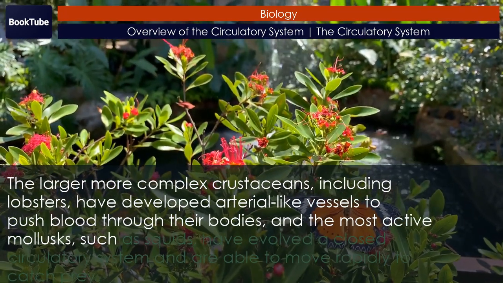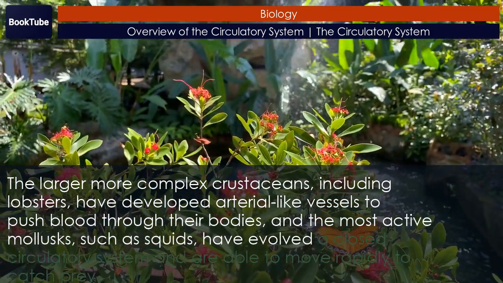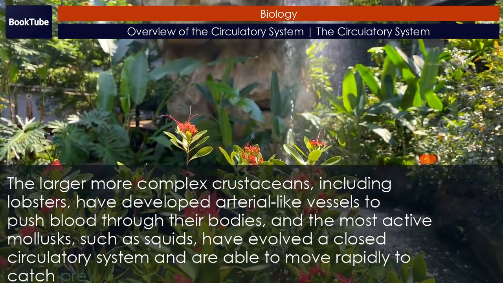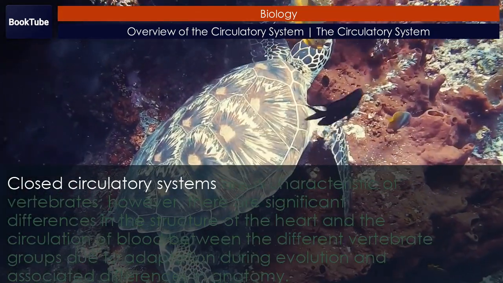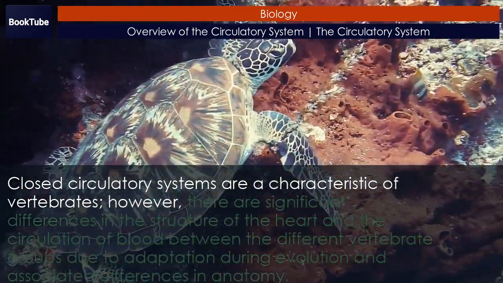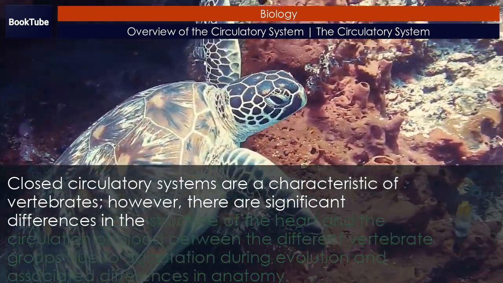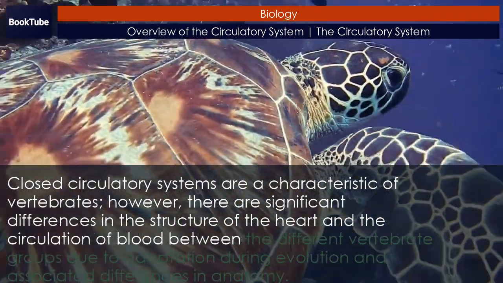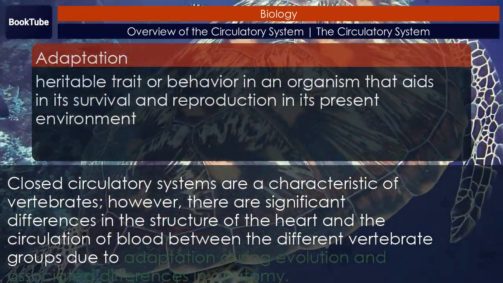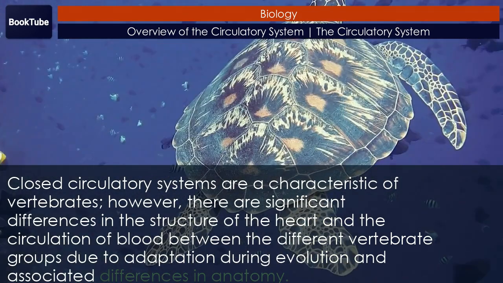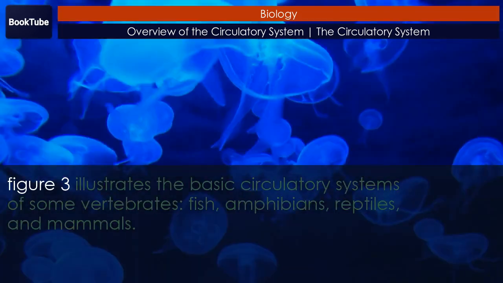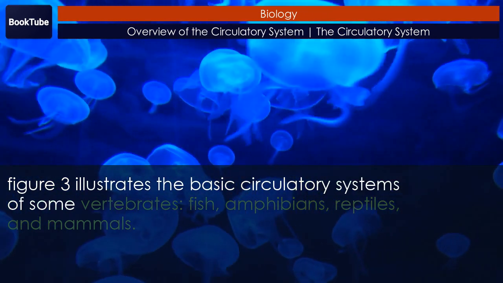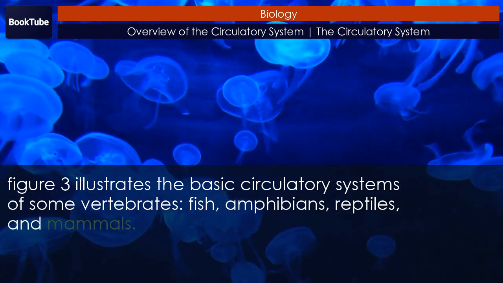And the most active mollusks, such as squids, have evolved a closed circulatory system and are able to move rapidly to catch prey. Closed circulatory systems are a characteristic of vertebrates. However, there are significant differences in the structure of the heart and the circulation of blood between the different vertebrate groups due to adaptation during evolution and associated differences in anatomy. Figure 3 illustrates the basic circulatory systems of some vertebrates: fish, amphibians, reptiles, and mammals.